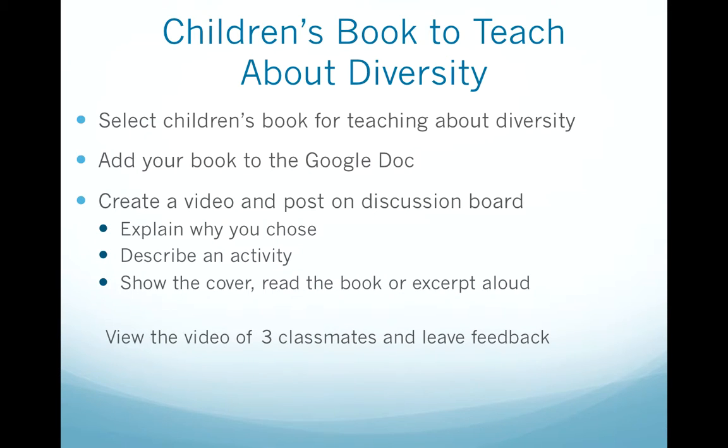Okay. Also in this unit, you're going to be doing the assignment Children's Book to Teach About Diversity. And so to start that off, you'll select a children's book, and I'll give you some ideas of where to go to find a children's book. You'll go to the link in the assignment description for a Google Doc, and that's where you'll add the title of your book and your name. So we're going to try to make sure everybody has a different book.